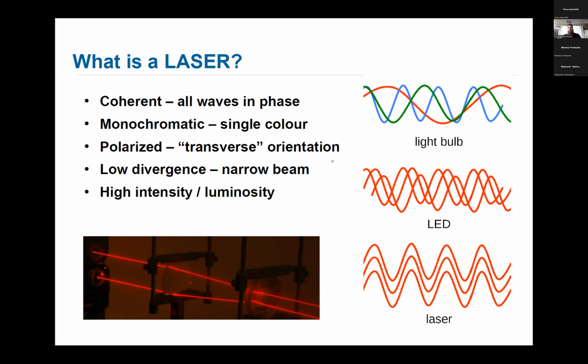They are also polarized, so all of those coherent waves also have, we can imagine, a transverse orientation, but of course the polarization can also be circular, etc. But they are polarized. You don't have a non-polarized laser. Specifically, when talking about laser light, we also require that the beam has a low divergence, so it's narrow, and very specifically in this context, that the beam has a very high intensity or luminosity.